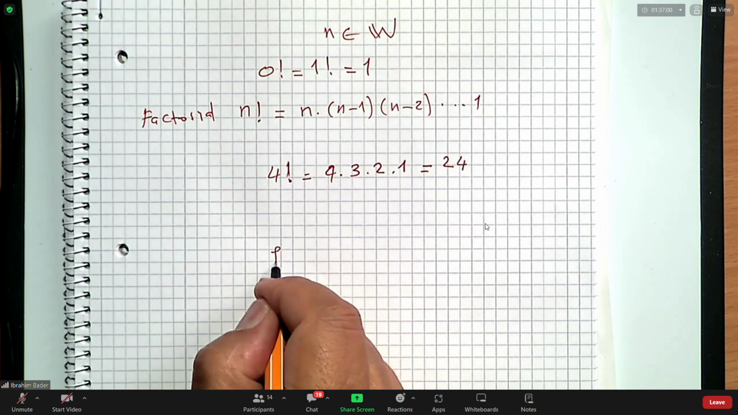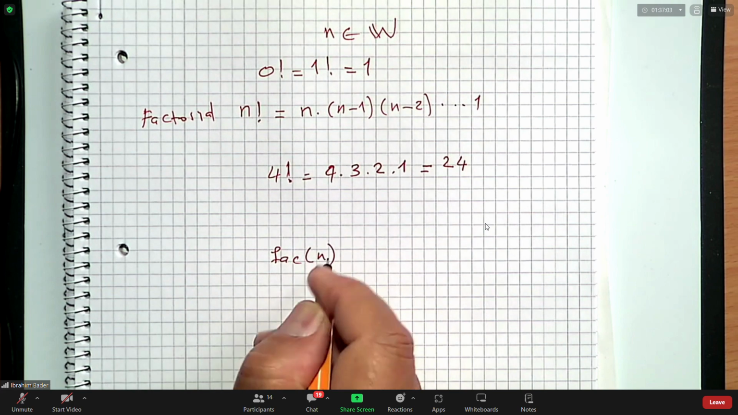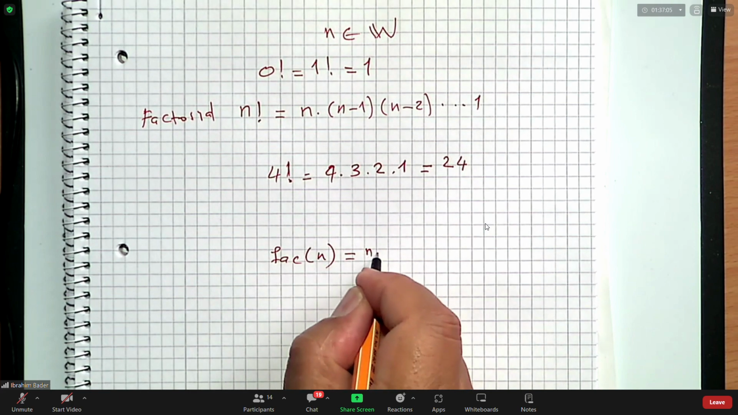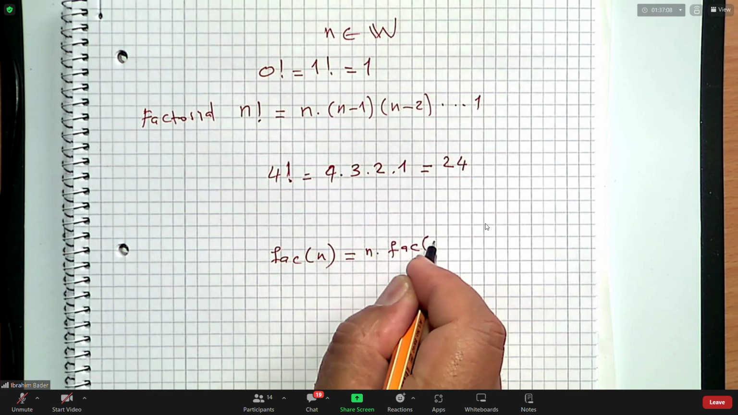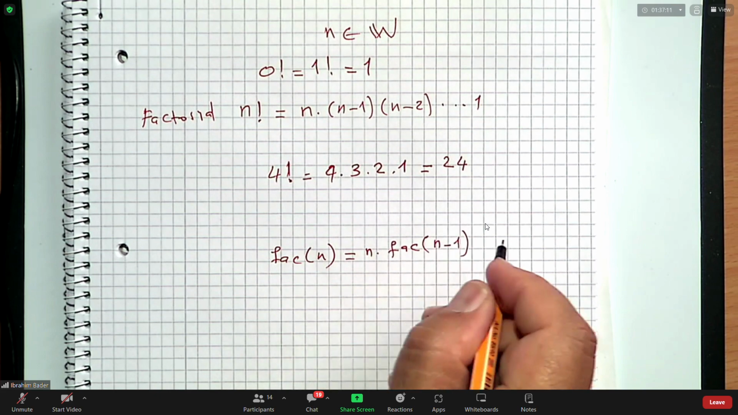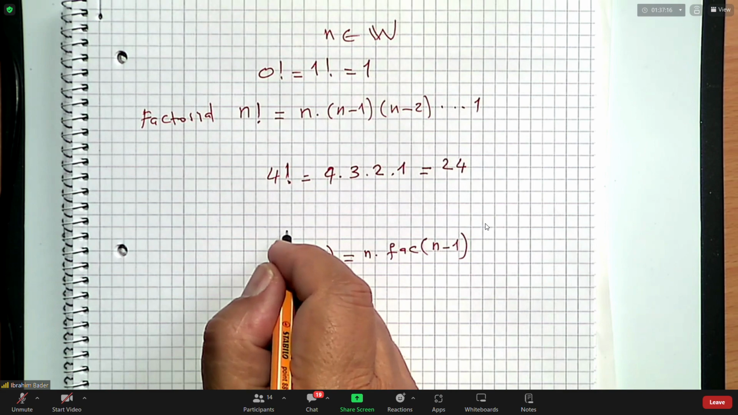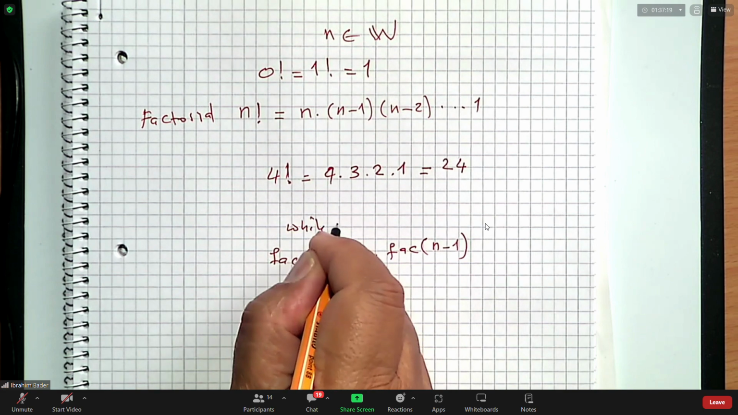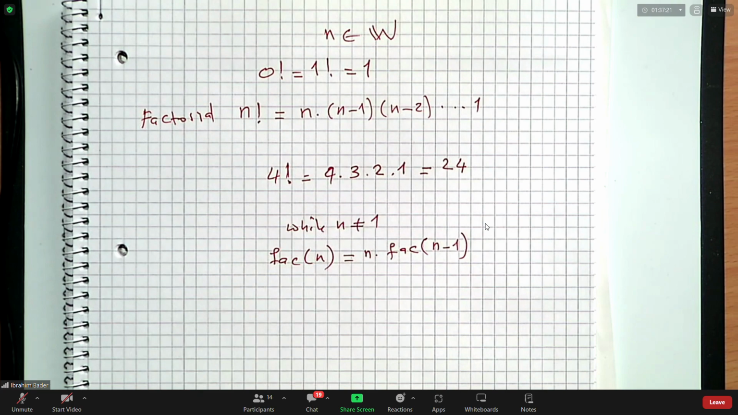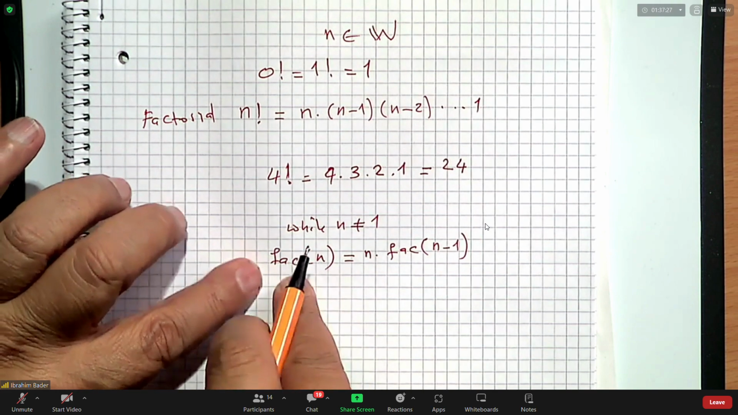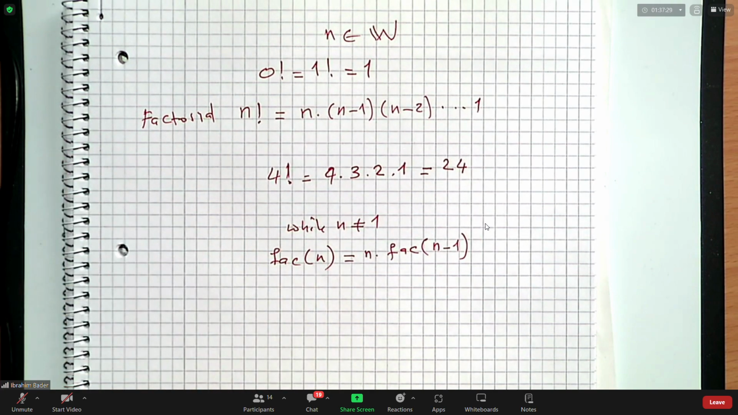So for instance, if you want to evaluate the factorial of n, it is just n times the factorial of n minus 1. You just run a loop, and as long as n is not equal to 1, the function is calling itself again and again with a smaller value until you get to termination.